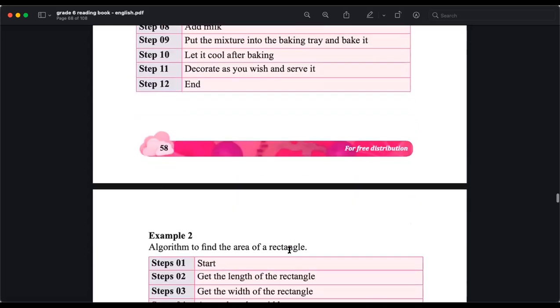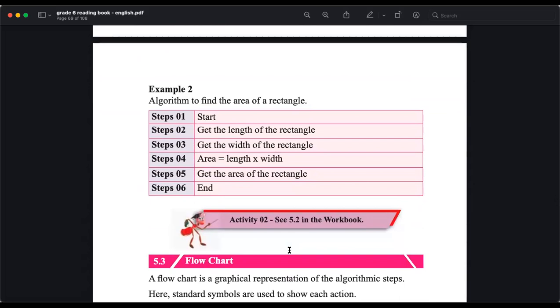Right. So then there's another example. This is how to write the steps in an algorithm to find the area of the rectangle, as we said earlier. Start, get the length of the rectangle, get the width of the rectangle, and then area equals length into width, and get the area finally, and that is the output.